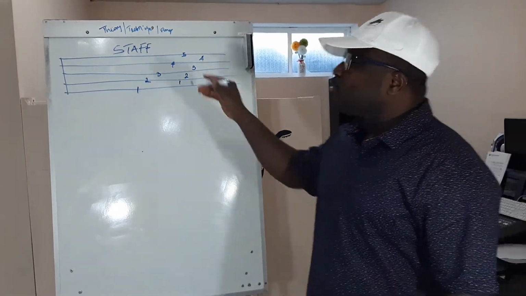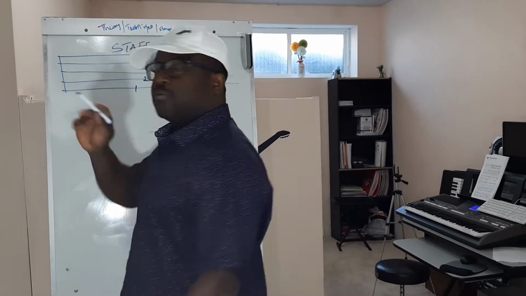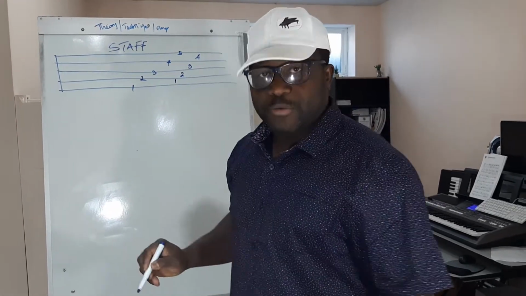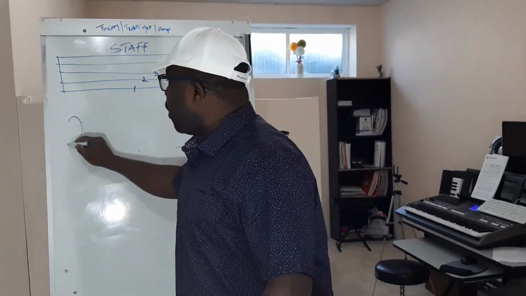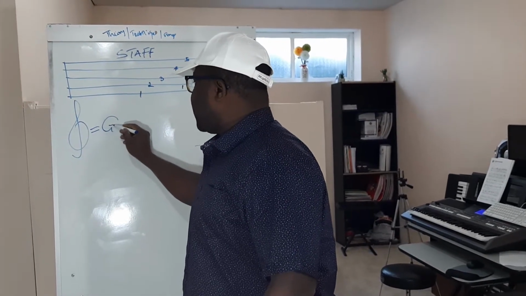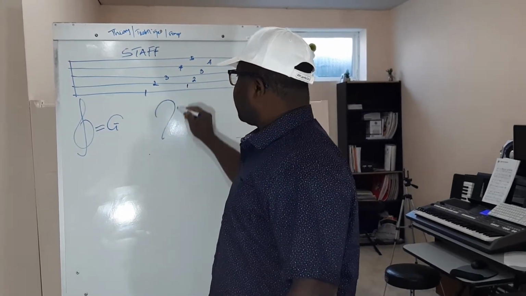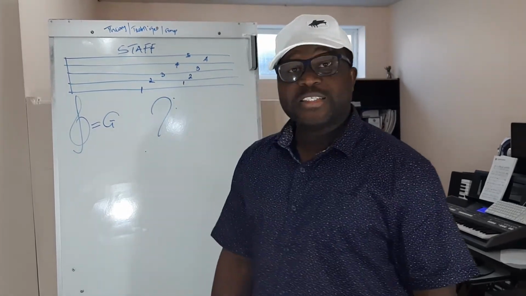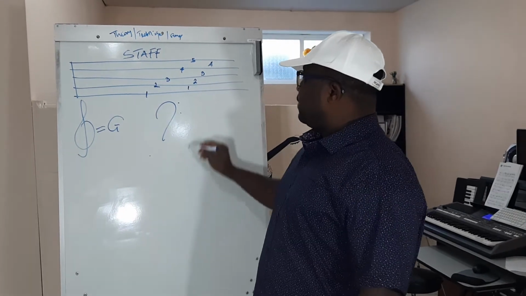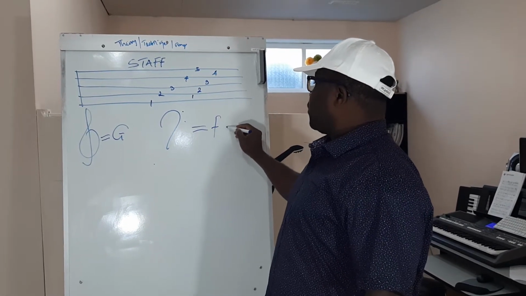Now we have 2 types of staff. We have the treble staff, which is represented by the treble clef, or if you like, G clef. It's the same thing as G clef. Or we have the bass clef or bass staff, which is represented by the F. We call it F clef.